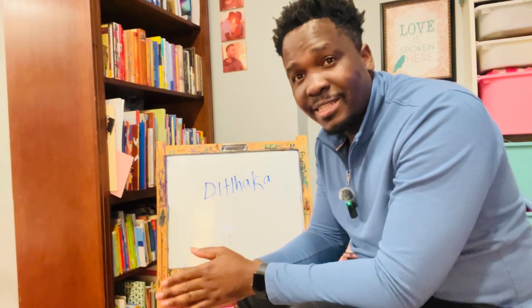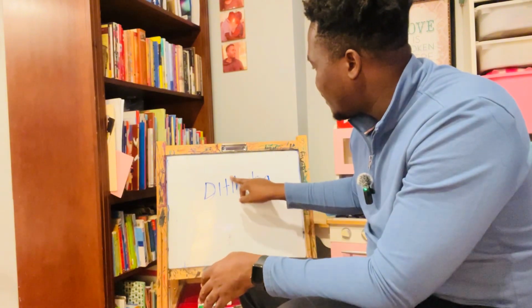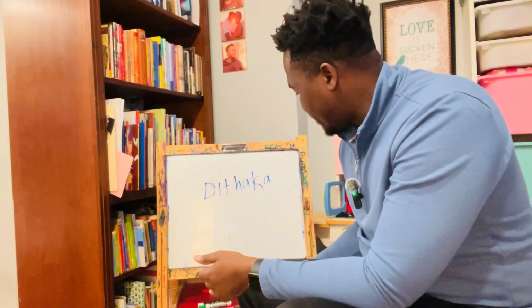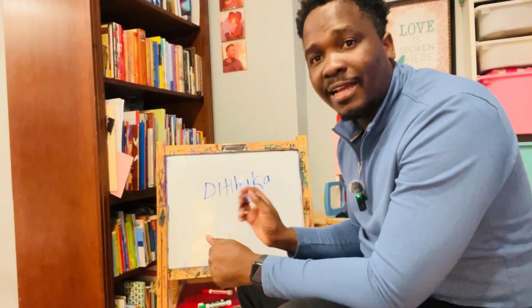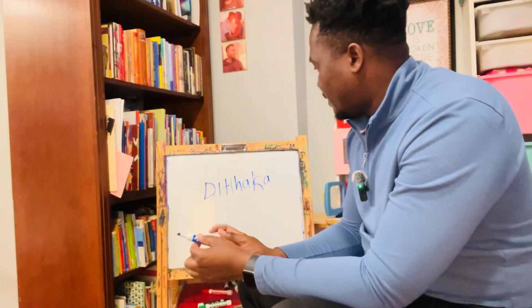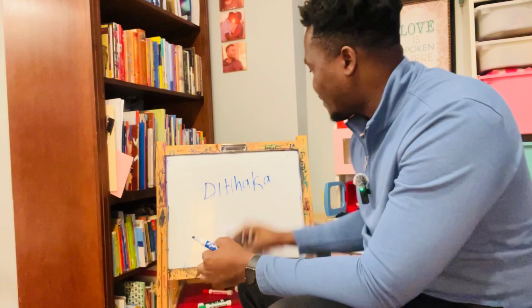Tsatsi jeno, re tsile go ithuta ditlhaka, or you can say dithaka. But it's more formal when you say ditlhaka with the L right there. Ditlhaka is alphabets. Okay, so yes.